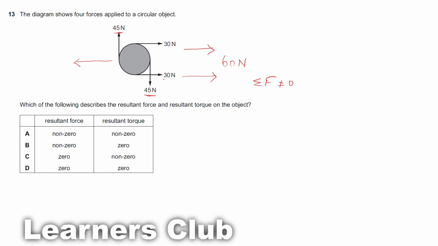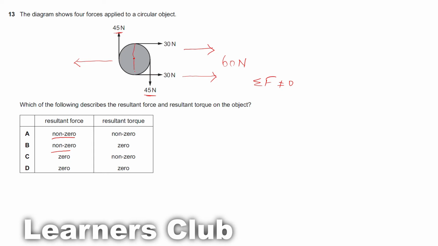However, the resultant force in general is non-zero. So your answer will be either A or B. To find the resultant torque, we have to find whether the turning effect, that is the moment of force, is 0 or not. From here, let's take this center as the pivot.